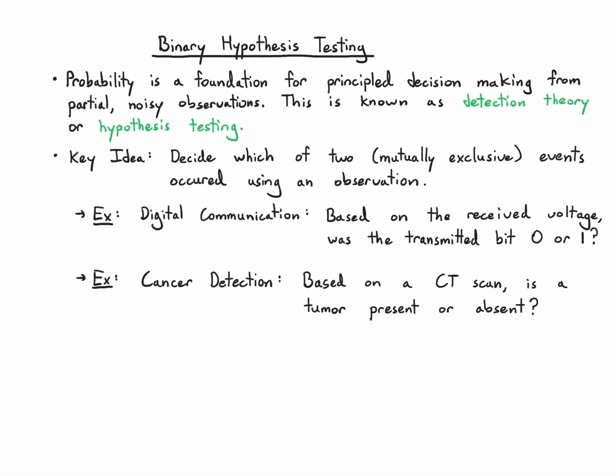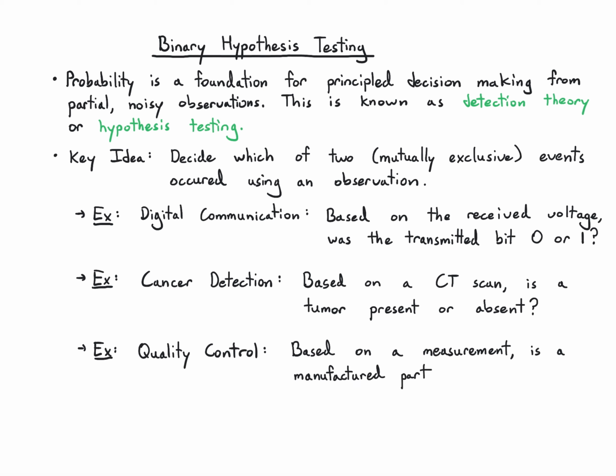Okay, so this is kind of getting at the key thing. In both of these two examples above, there's a true underlying thing that I want to know, whether it's 0 or 1, or whether the tumor is there or not. But I don't get to see that directly. I only get to see some kind of related measurement. And let's talk about quality control. Let's say I have a factory and I'm measuring my parts after manufacturing them, and I want to know, based on my measurement, is a manufactured part defective or not defective? So should I keep it or throw it out?